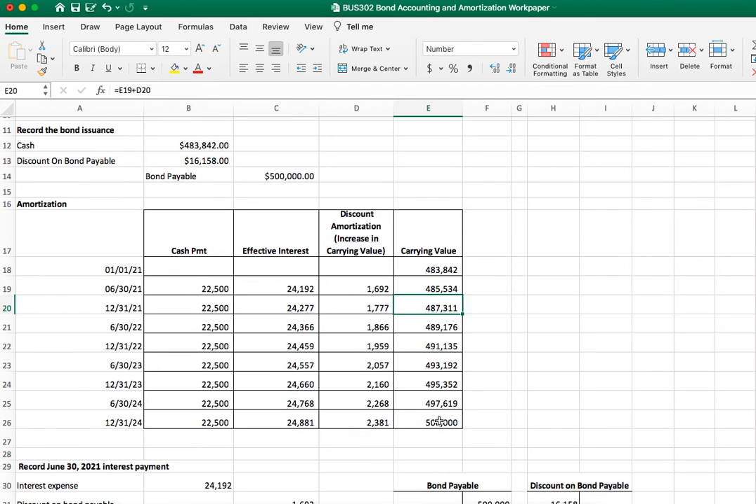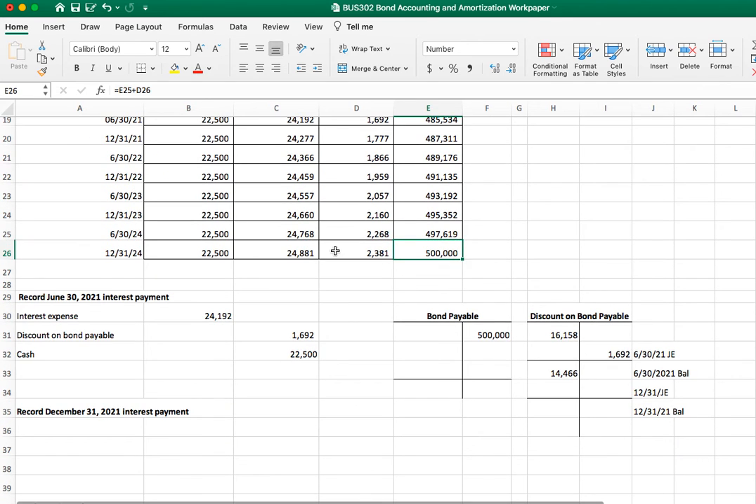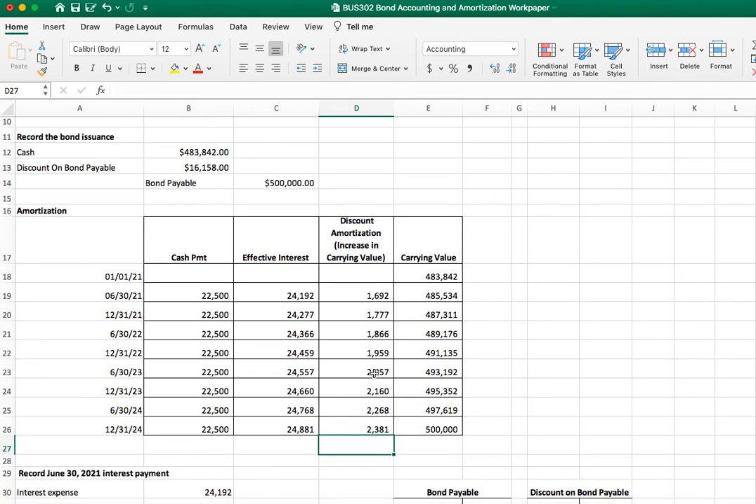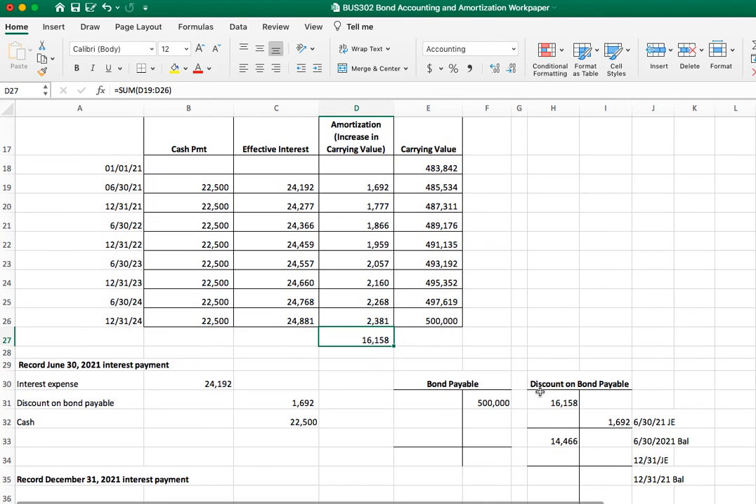So by the end of the 4-year period, the carrying value is now equal to the face value of the bond. And if we add up all of the decreases that were made to the discount, we see it equals $16,158. So over the 4 years, over those 8 periods, we have decreased the discount by $16,158. So now its balance is 0 at the end of the 4-year period.